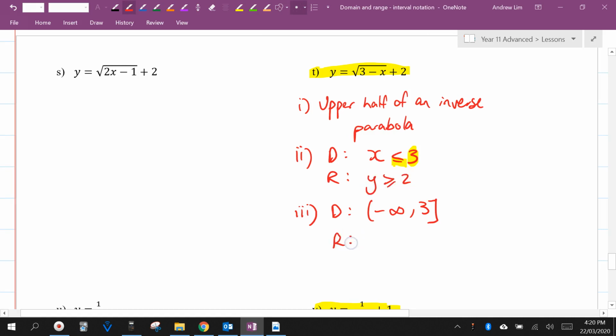So when we write this in interval notation, because 2 is the smallest, we're starting off with 2, and then we include it, so we use square brackets. We include the 2, but it goes on until infinity, so we use a curved bracket.